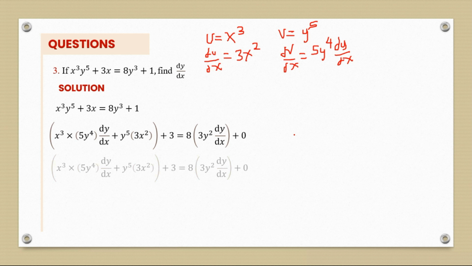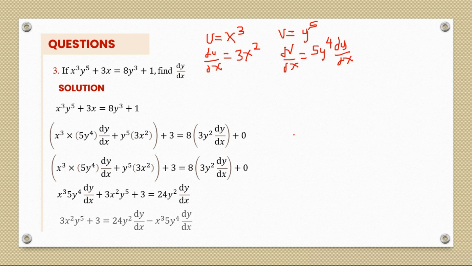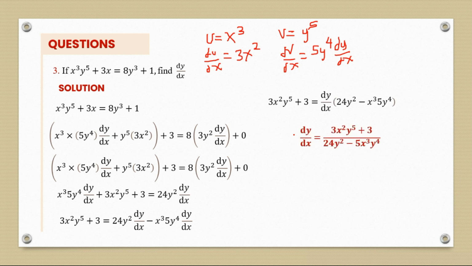So this is what we end up having: x cubed times 5y power 4 dy/dx plus 3x squared y power 5 plus 3 equals 24y squared dy/dx. Going to collect like terms, so the values that have dy/dx go together and the values that don't also go together. Factorize out dy/dx and make it the subject. So dy/dx is equal to 3x squared y power 5 plus 3, divided by 24y squared minus 5x cubed y power 4, and that is the answer they wanted.